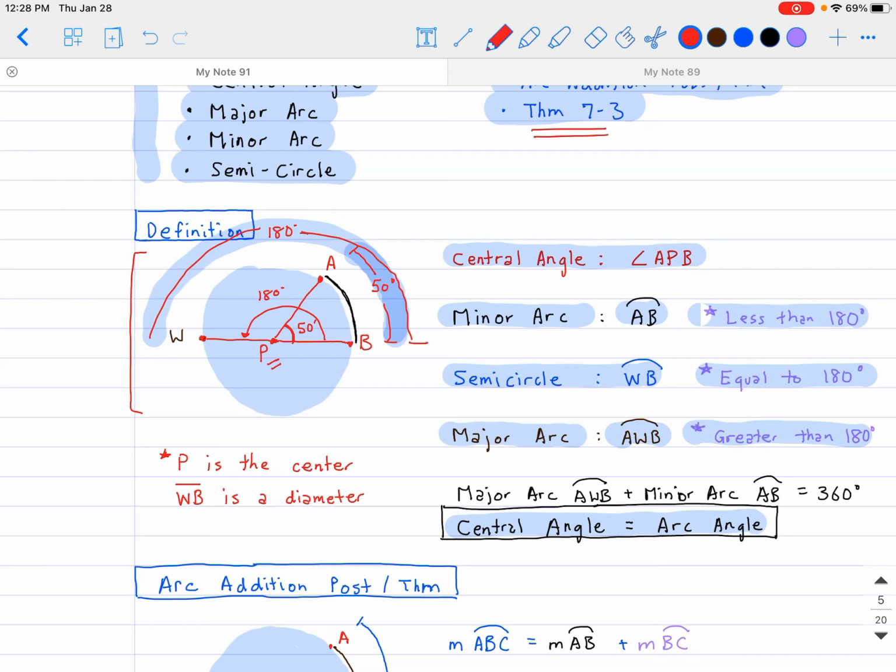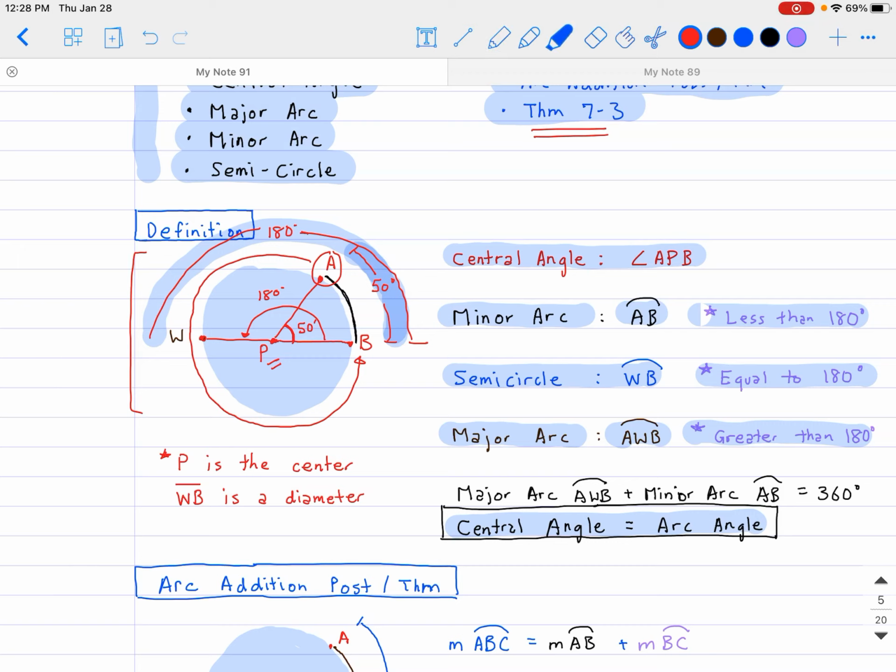So that means here is going to be A. Notice that if I go this way in the rotation, A and then include W and then B, that right there will then be considered a major arc. As I said before, it is a measurement that is always greater than 180 degrees.